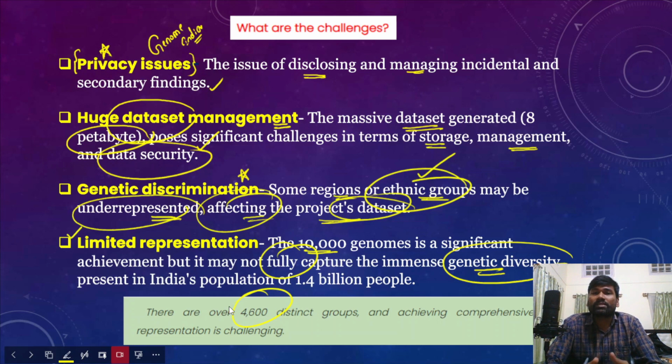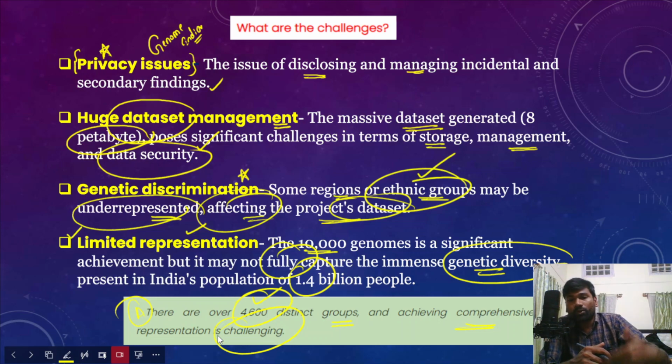Okay, so therefore the Genome India project has not taken all these population groups into consideration while conducting such research. So it creates a problem of underrepresentation, because please remember, India's total population is 1.4 billion people. So representing all the population groups is very important. Here one fact is that there are around 4,600 distinct groups, and achieving a comprehensive representation is considered a challenging aspect in this.